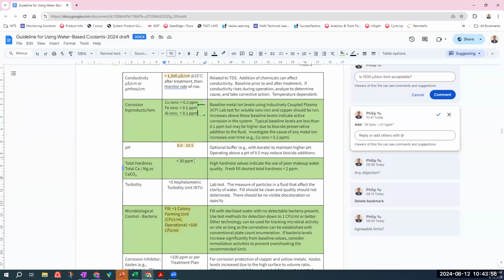Total hardness, we set up to be less than 30 ppm. Usually most people use DI water for treated water, so there's no hardness. The hardness basically comes from either biocide or some corrosion inhibitor contribution. So the hardness usually does not go over 30 ppm.